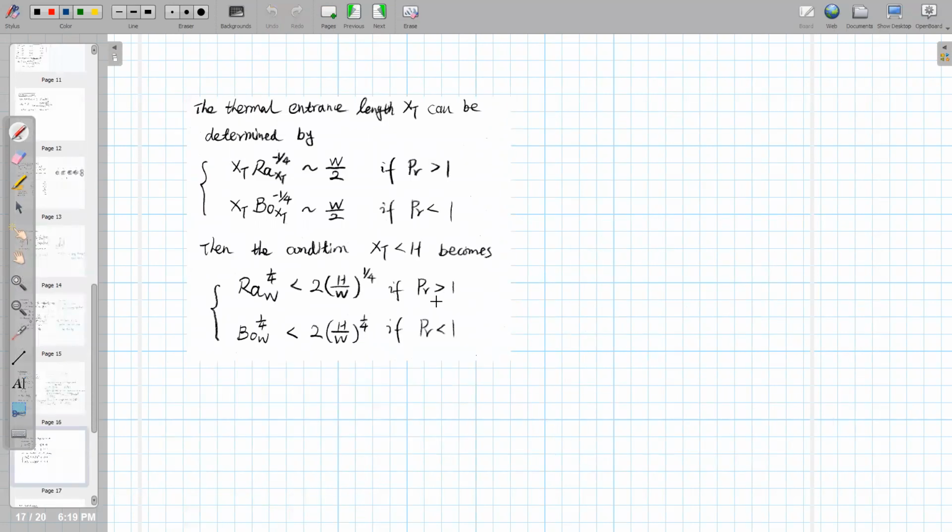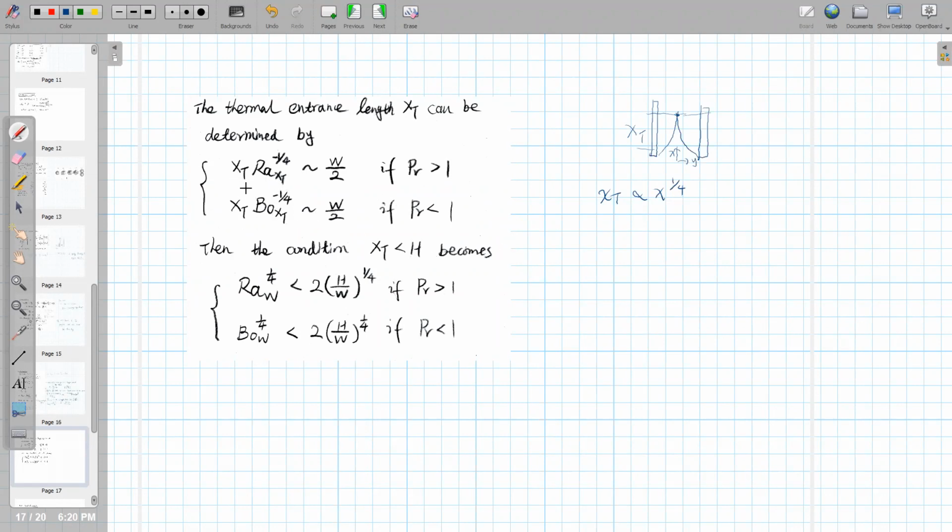Okay, so we need to find this thermal entrance effect, right? As you see, we already drew this before: you have one plate on the left and one plate on the right, and their boundary layer thickness is like this. This is the x direction, this is y, and this region we call xt, if this is the temperature profile. And we know that for vertical plates, xt is proportional to x to the 1 over 4, right?